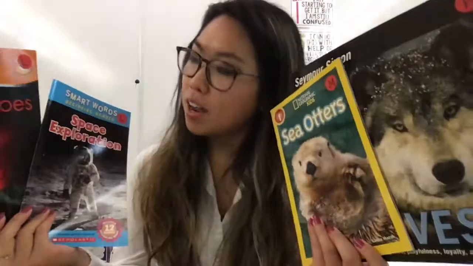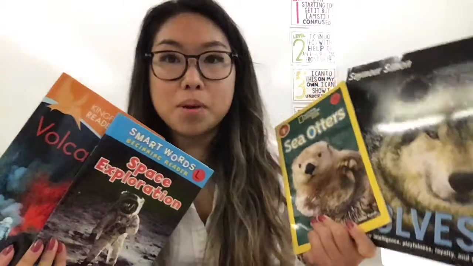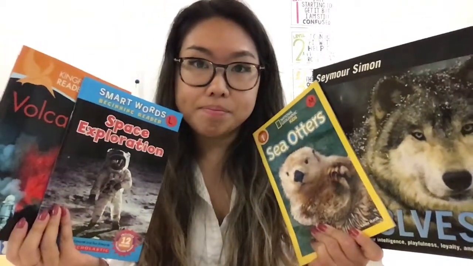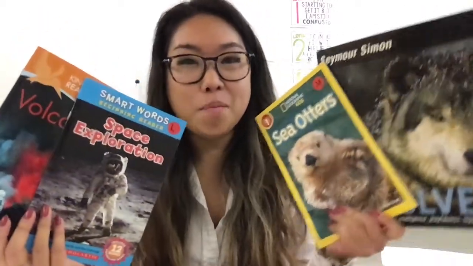Second graders, today we're going to be starting our new writing unit. I'm very excited to be able to introduce this to you. I want you to look at these books that I have in my hands. I have one about volcanoes, one about space exploration, one about sea otters, and one about wolves. What is something that all of these books have in common? You're right, they're all teaching information about the topic.